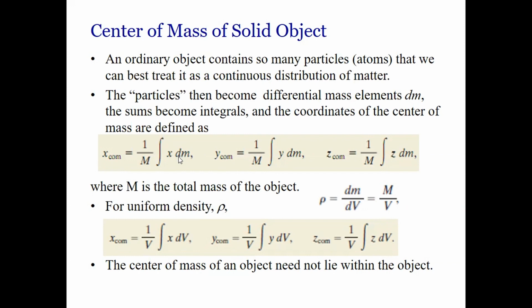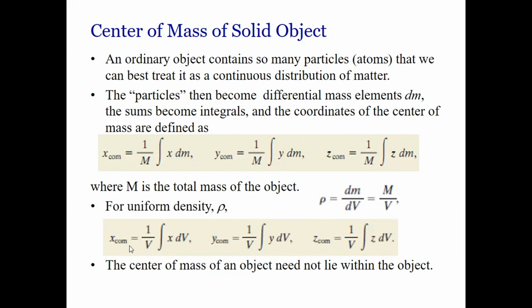So we can substitute for dm the rho, the uniform density, multiplied by dv. We can also substitute for the mass as rho multiplied by v. Then we have these new equations, which look like this.